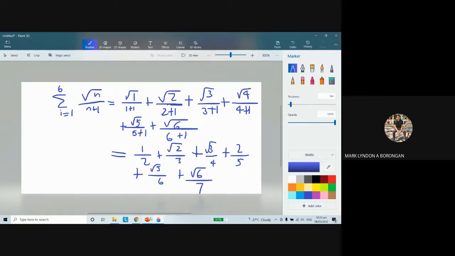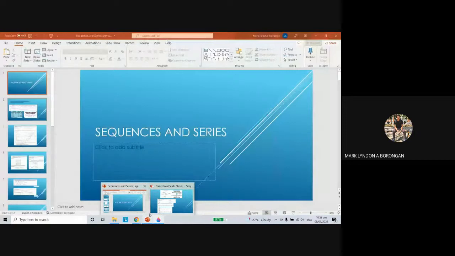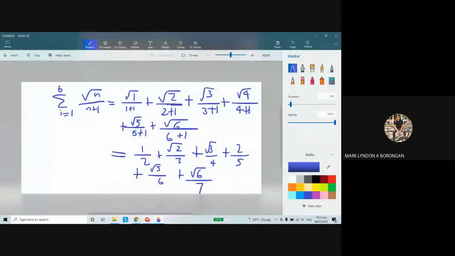So, we can input this directly into the calculator, since we are dealing with square roots and the numbers are rational. So just input it in the calculator directly. Okay?